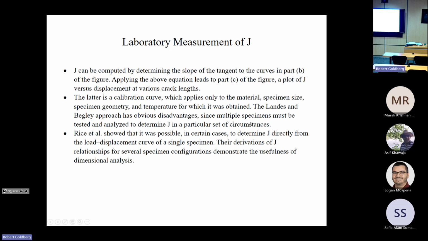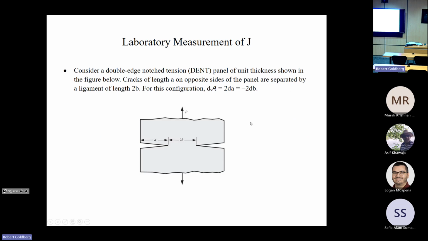Now, Rice showed that it was possible in certain cases to determine J directly from the load displacement curve of a single specimen. In their derivations of J relationships for several specimen configurations, they utilized an idea called dimensional analysis. So, for example, a double-edged notch tension specimen of unit thickness is shown here, and we have cracks on opposite sides of the panel separated by a distance defined as 2b, and we can define our crack area related to the crack length and the distance between the cracks.